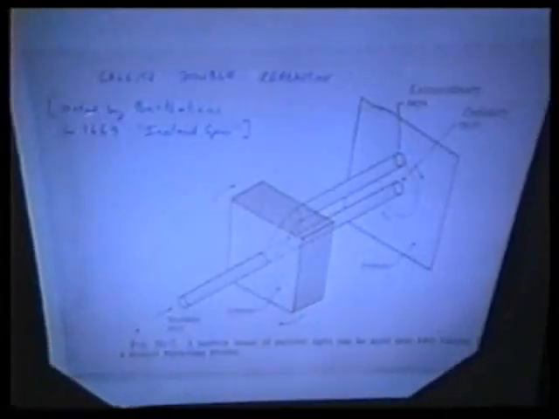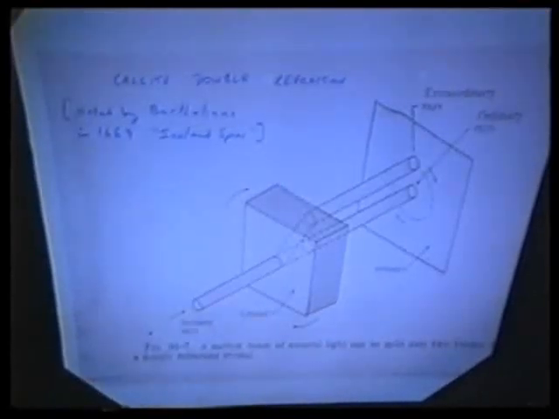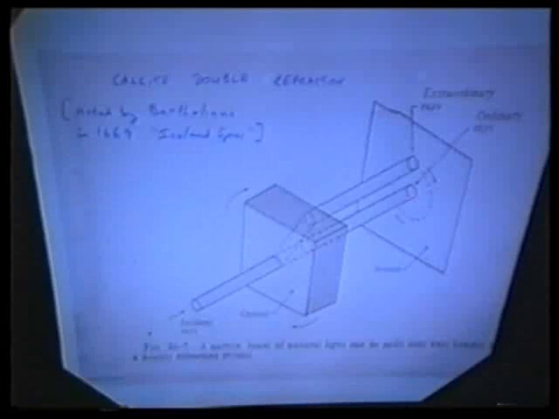Now, Bartholinus, in 1669, first noted the effect of this incident visible light beam coming through the crystal and another extraordinary ray, as he called it, producing a second image. So through the crystal we get 2 images. So there's the starting image, and here's the effect of the crystal.